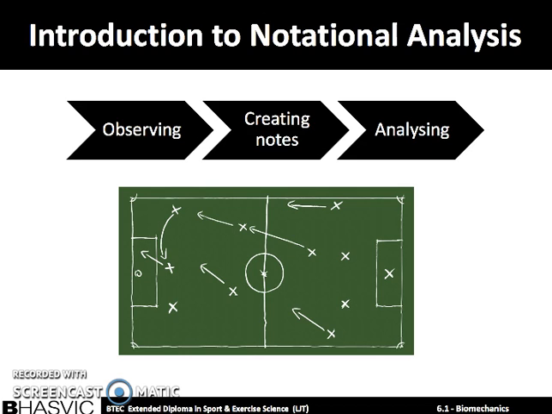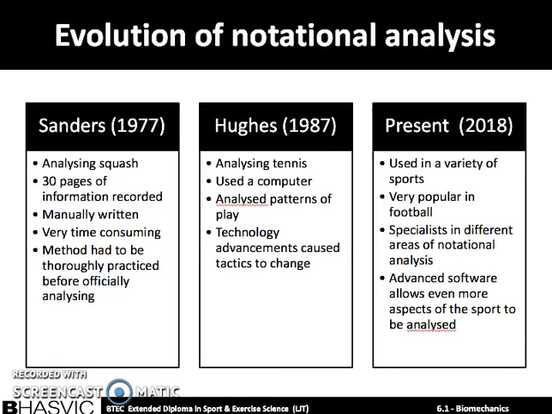However, it hasn't always been this easy to do. For example, in 1977, Sanders used manual notational analysis on squash games and players. This involved hours of work and over 30 pages of information, which clearly was not a very effective method. Later, in 1987, Hughes began tactical analysis of tennis players. Hughes used a computer for this, which made his data easier to read and made the process a lot quicker. Now we use notational analysis effectively in a wide variety of sports. Advanced technology is used by specialists in this field to determine quick and effective results.